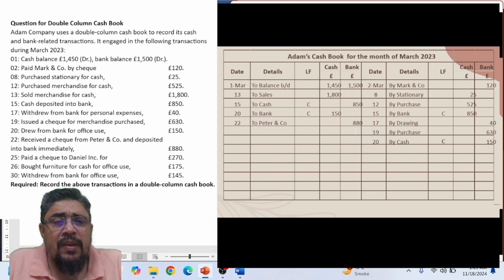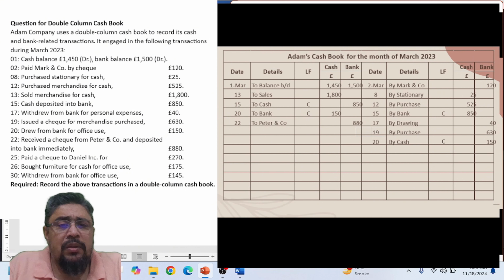Next, 22nd March, we receive a check from Peter and Company and deposit it into the bank immediately. So bank is debit because the check is deposited into the bank. So in here, 22nd March to Peter and Company, and in the bank column we will write 880.